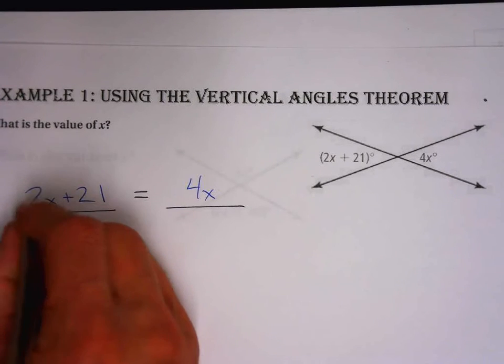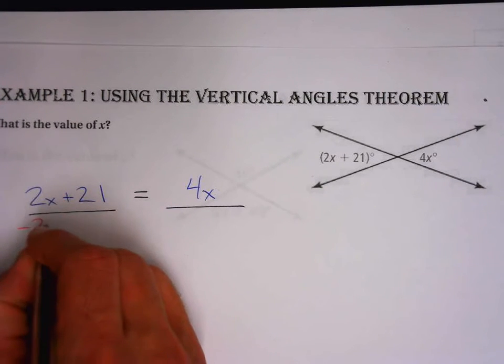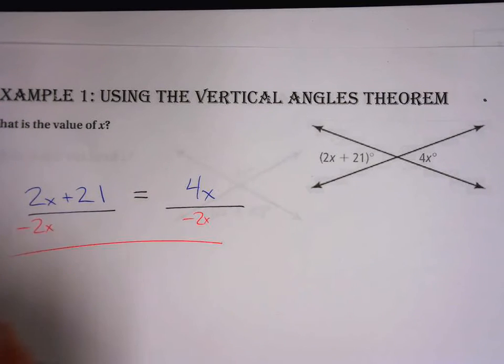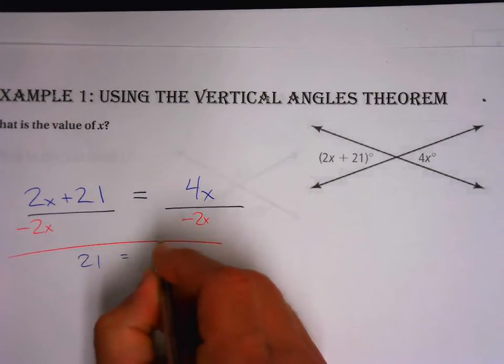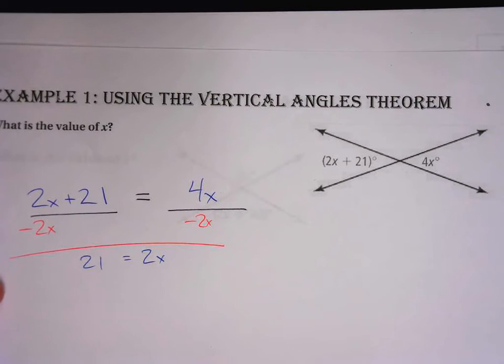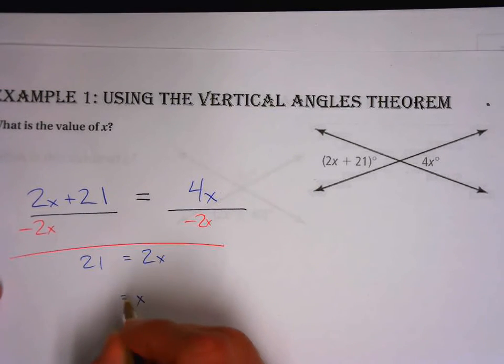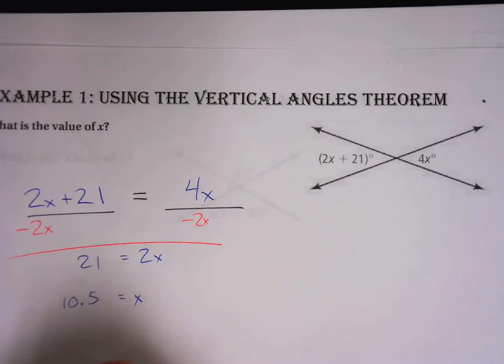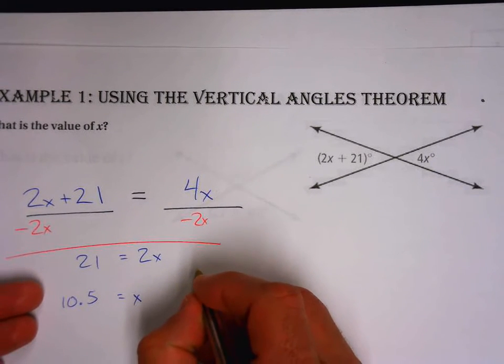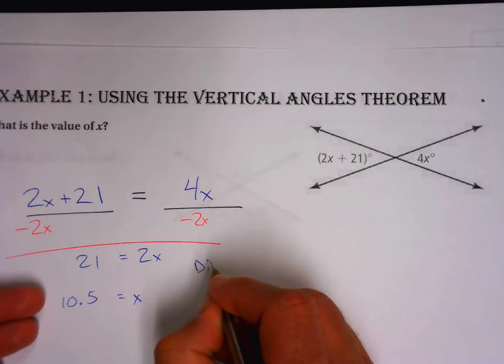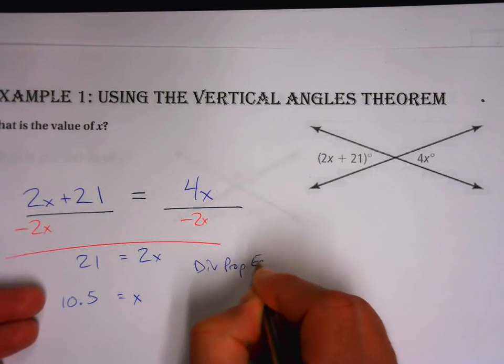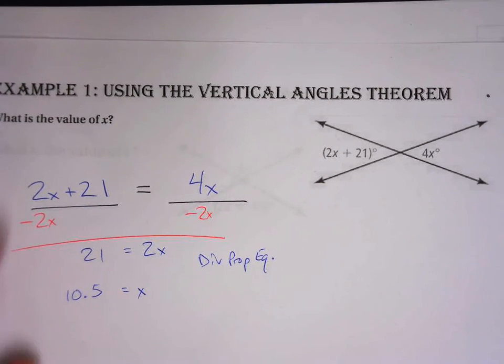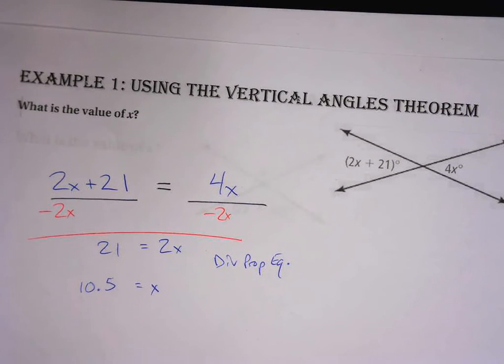So we undo 2x by subtracting it, using the subtraction property of equality. And then here we use the division property of equality, and we end up with 10.5. So be it. The value of x happens to be 10.5. Maybe I'll put that, division prop equal, so that instead of showing work, we can prove it that way. So what is the value of x? x is 10.5. Signed, sealed, delivered. And that's how that one works.